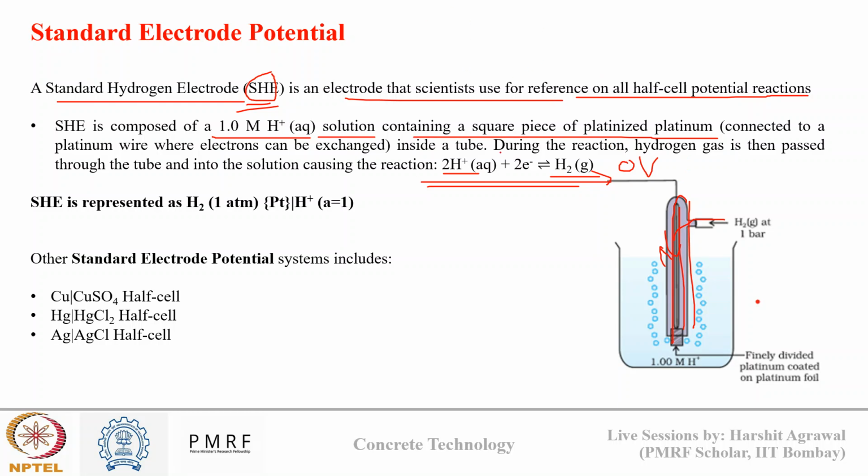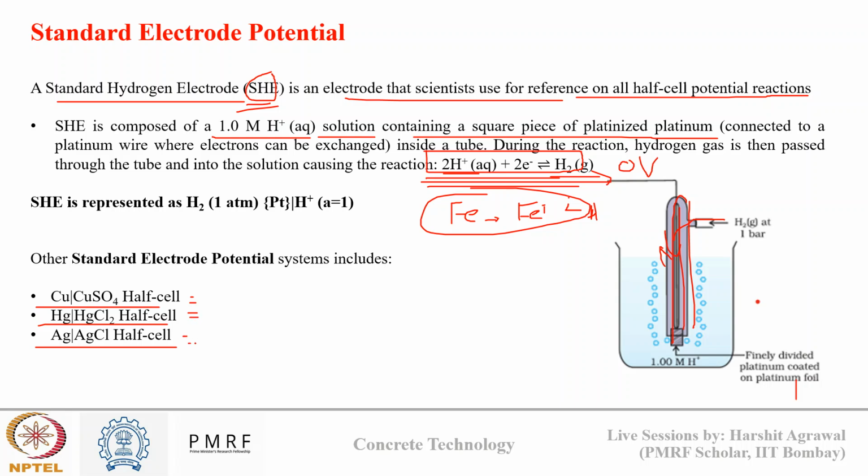So if one half cell is Fe converting into Fe2+, this is my anode. If I make the hydrogen reaction my cathode, then I can know the potential of my anode with respect to the cathode. That's why this is known as a standard electrode potential. There are other standard systems also, like Cu/CuSO4, Hg/HgCl2, Ag/AgCl. These are all standard potential cells whose value we can determine in an absolute manner.